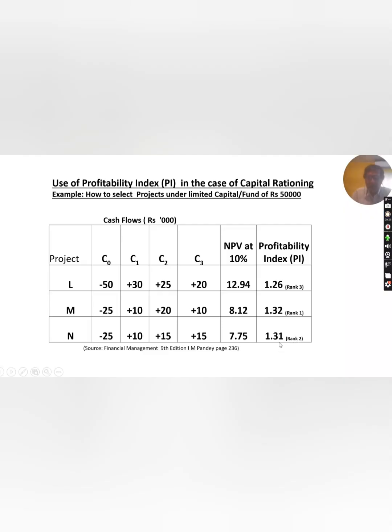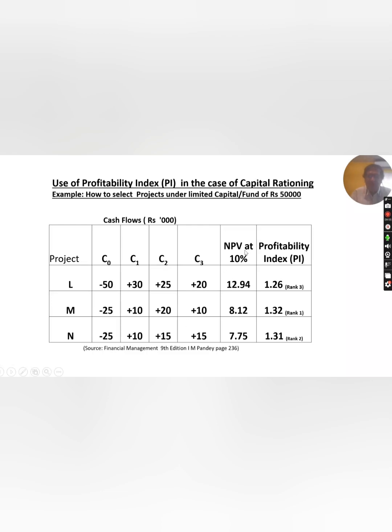What will be the NPV for that? This is the NPV. And total fund requirement is 25,000. That means it is acceptable if you select the project 1 and 2, rank 1, project M and N within your limited fund. But you can't take more projects.